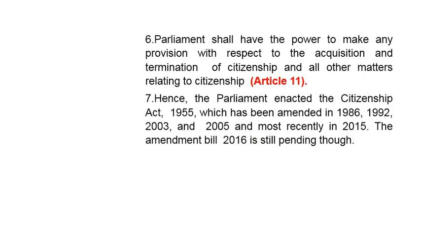Then in Article 11, Parliament shall have the power to make any provisions with respect to the acquisition and termination of citizenship and all other matters relating to citizenship. Means Parliament has the upper hand over who will get the citizenship, the termination of the citizenship and the laws related to it.